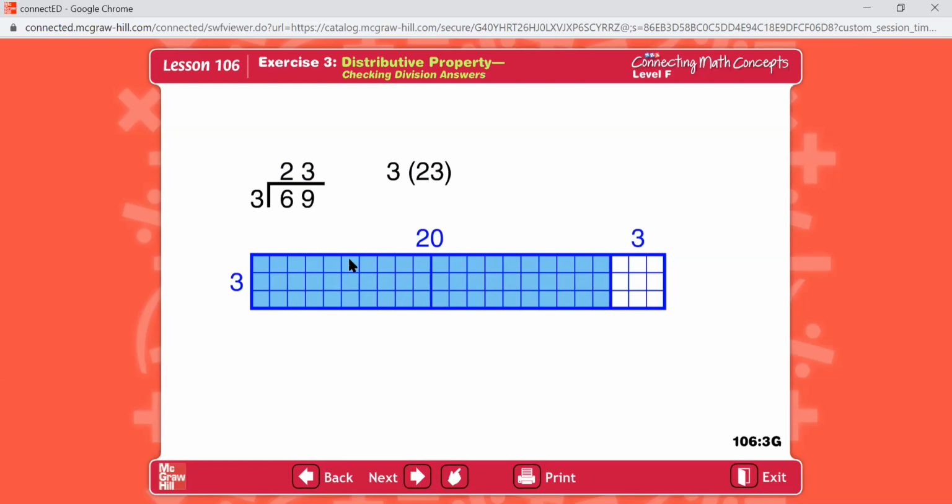The shaded rectangle shows the multiplication for tens. 3 times 20. The white square shows the multiplication for the ones. 3 times 3. The multiplication for the tens is 3 times 20. The multiplication for the ones is 3 times 3.